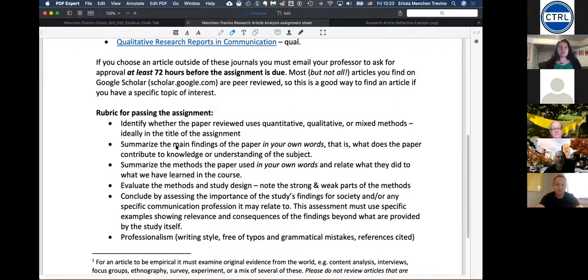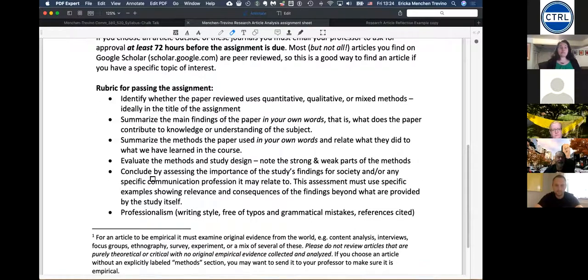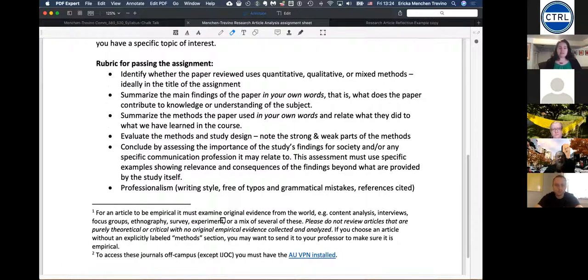And then, here's the main event, the rubric, right? So this is basically my checklist for grading this assignment. They need to do all of these things, right? Say whether it's quantitative or qualitative, summarize the main findings in their own words, not just use a bunch of quotes they don't understand. Talk about the methods. This is a methods class, et cetera. So the exact points would probably be different for other classes. I also explain what I mean by an empirical article rather than an essay or something like that. I talk about how to get access to the different journals.